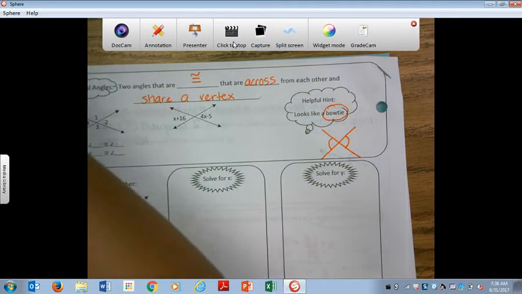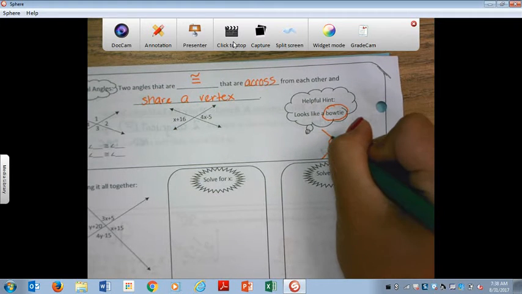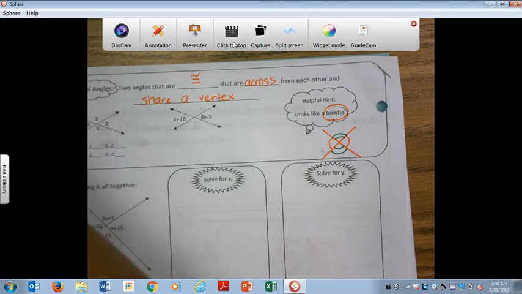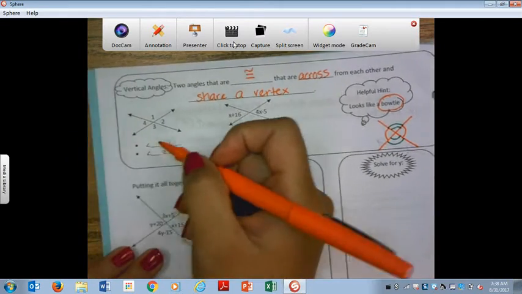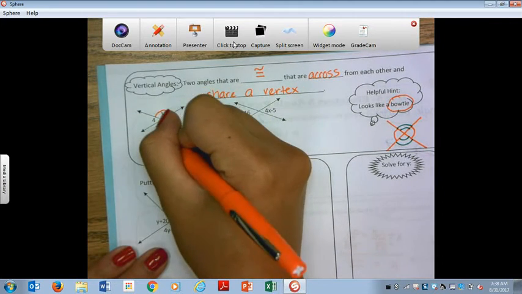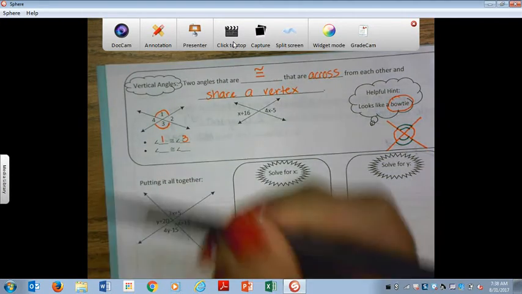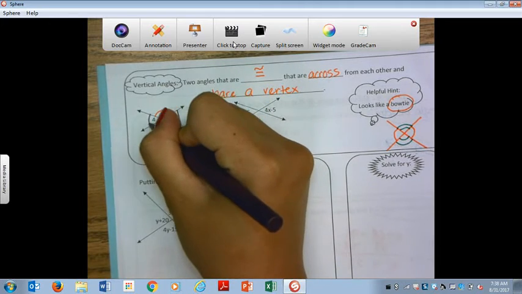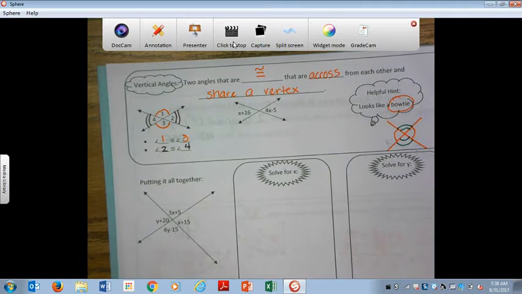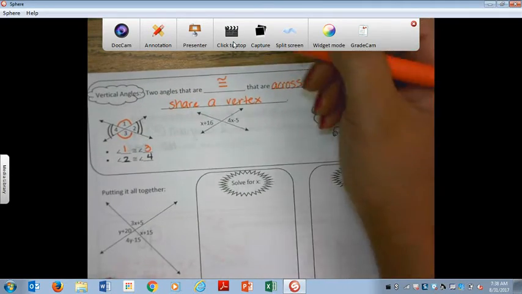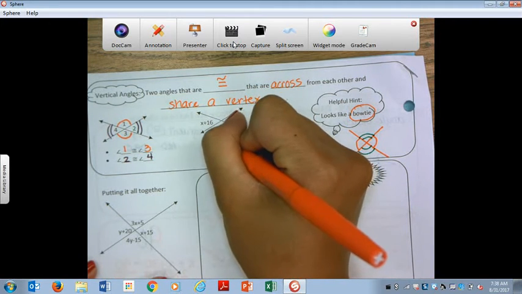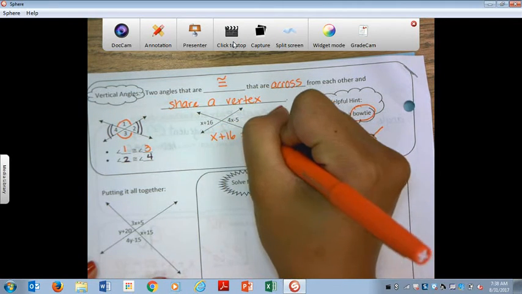And then the opposite, these are also vertical and they create their own bow ties. So you have an orange bow tie and a green bow tie. Here, the vertical angles are 1 and 3. And then here, vertical angles are 2 and 4. So, a key thing to remember, as mentioned before, is that vertical angles are congruent. Therefore, we set them up as equal when we're trying to solve for the variable.